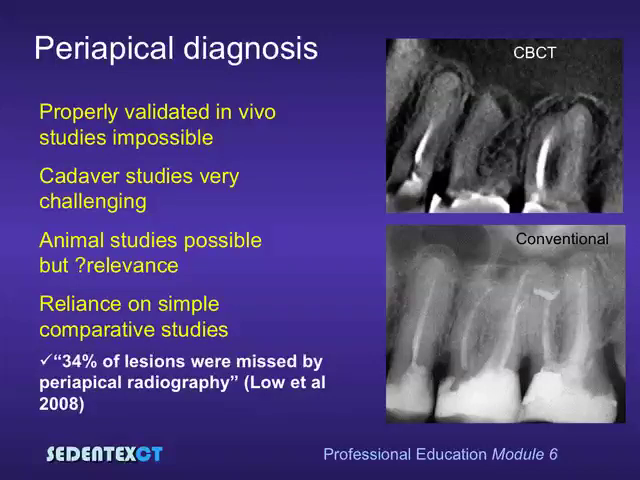An example of this is the paper by Lowe et al. in 2008, where it was shown that 34% of lesions were missed by periapical radiography. Now, while this is probably reasonably representative of the truth, we should remember that in this and in other similar studies there is no reference standard, no truth with which the diagnostic yields of the two techniques were compared. It could be that cone beam CT diagnoses that were not shown on conventional radiographs were false positives. We just do not know.